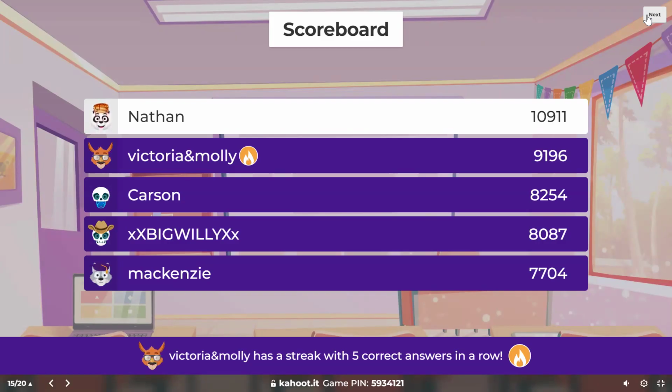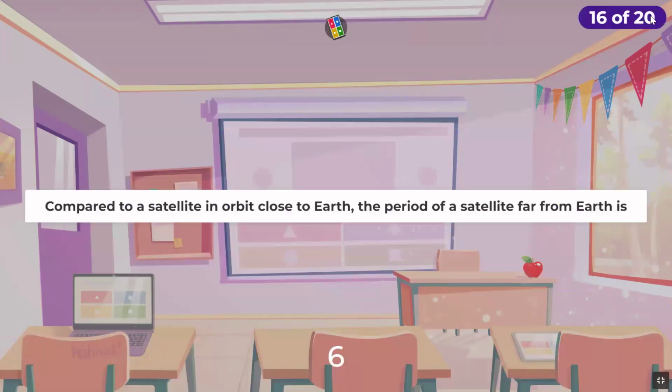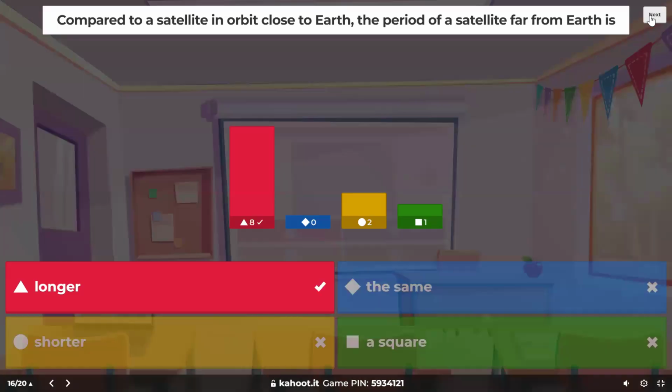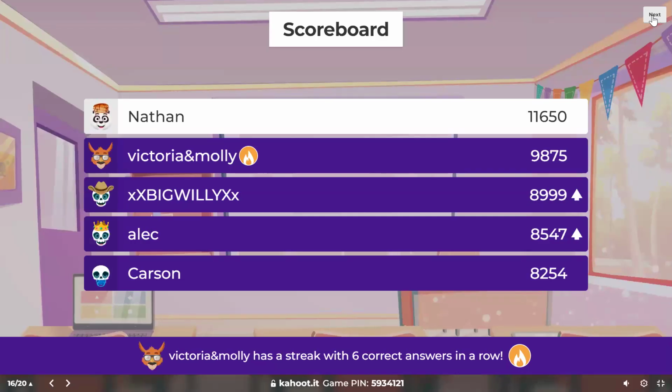All right. Got Mackenzie, Big Willie, Carson, Victoria Molly, Nathan. Compared to a satellite in orbit close to Earth, the period of a satellite far from Earth. So if you go from the International Space Station to geosynchronous, like Early Bird, to like the moon, in that order, it takes more and more time. Because they're going slower and they have further to go to orbit, like a larger circumference.